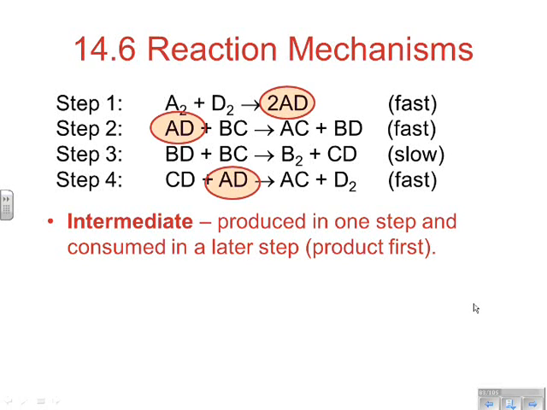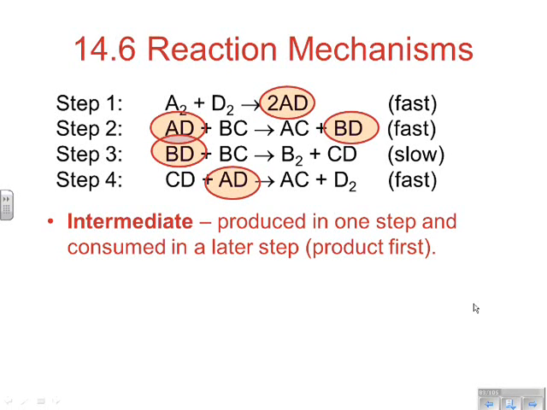Now, if you take a look at our top reaction, at the very first step, we create 2 ADs, and then both of those are consumed in subsequent reactions. AD reacts with BC, and AD also reacts with CD in a later step. So these would be examples of intermediates. They're not going to be in an overall reaction, but they are a part of the process in the middle of the reaction. So first appears as a product, later gets consumed as a reactant. Those would be intermediates. Now, BD follows the same exact thing. So BD first is produced in step 2 and then gets consumed in step 3.